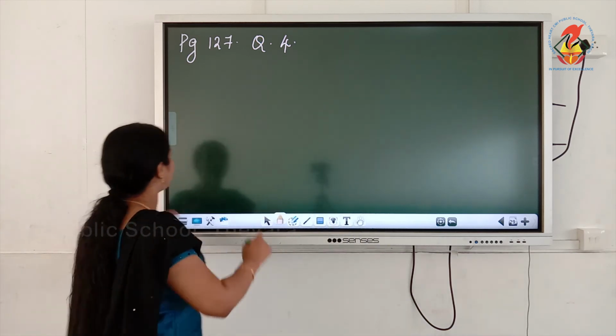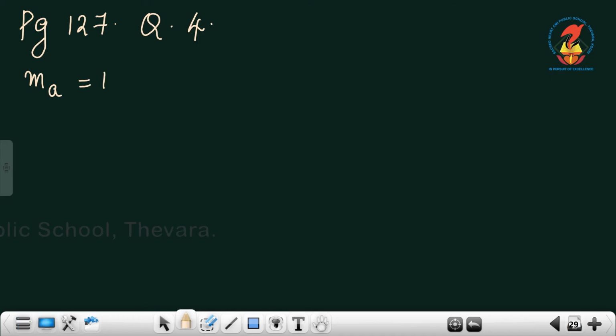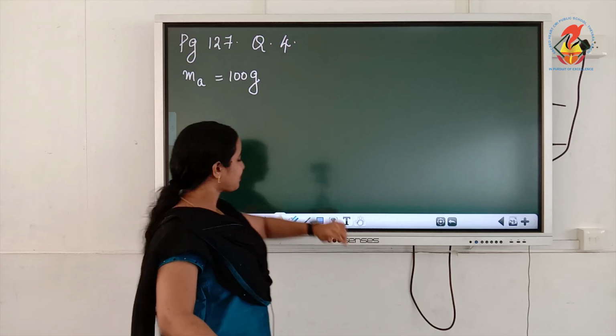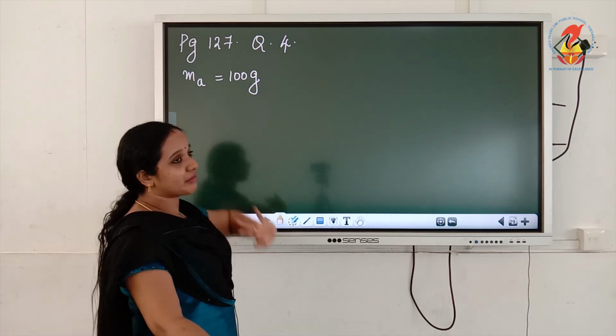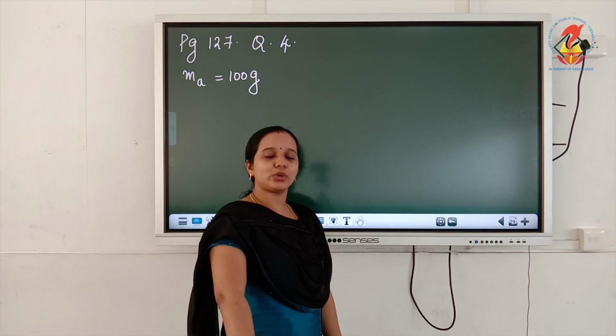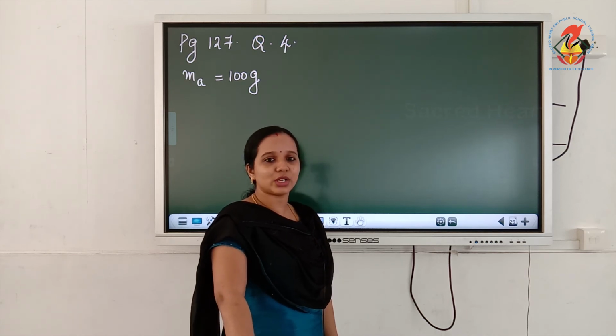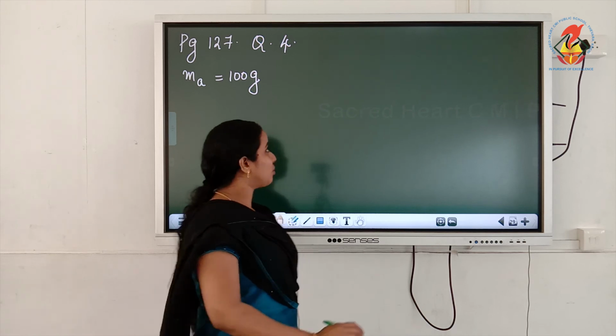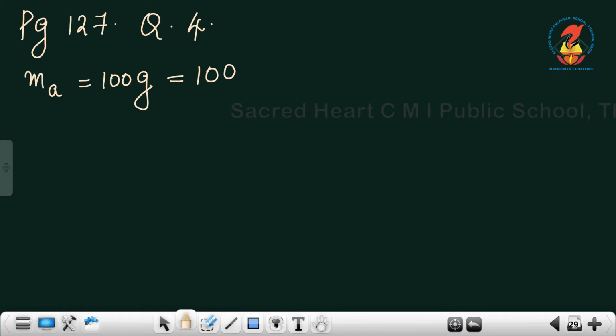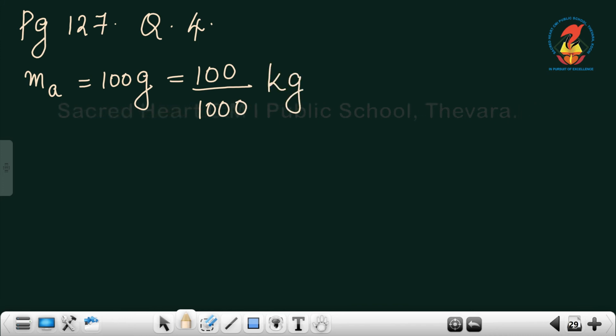So, we have two objects of mass 100 gram and 200 gram. Mass of the first object is 100 gram. Again, in the question, mass is given in the unit gram, and we know that the SI unit of mass is kilogram. So we need to convert gram into kilogram. To convert gram into kilogram, let us divide it by 1000. So 100 by 1000 kilogram. So the answer is 0.1 kilogram.